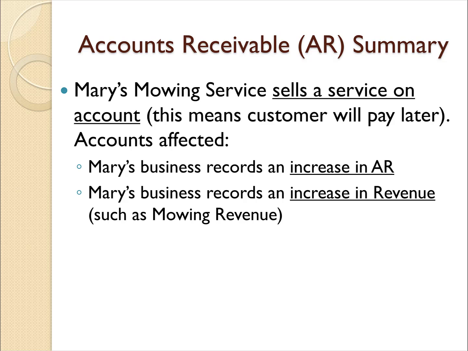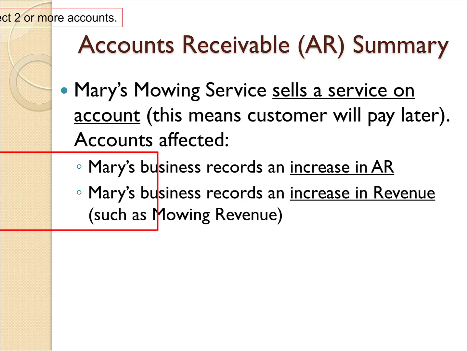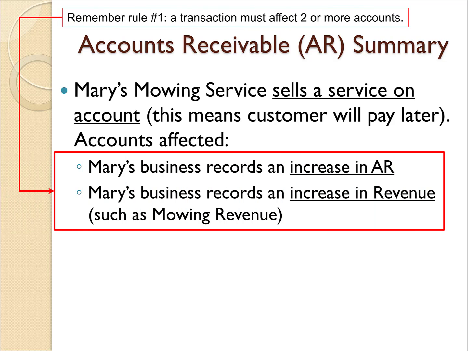Now, no company has an account called just revenue. You can have a revenue account for each type of service. Since she's a lawn mowing service, she might have a mowing revenue. She might have landscaping revenue, stuff like that. So remember, rule number 1, a transaction must affect 2 or more accounts. So when a business sells a service on account, AR increases and revenue increases.